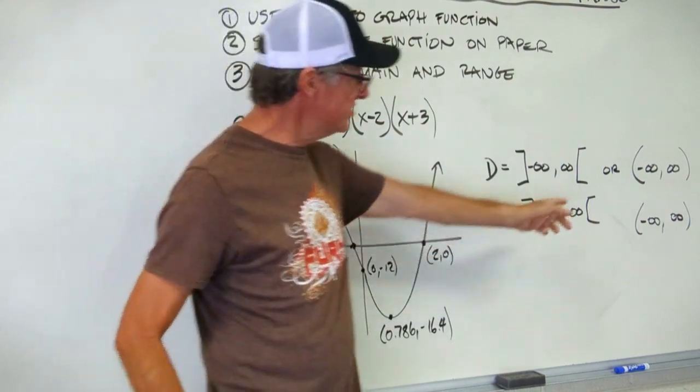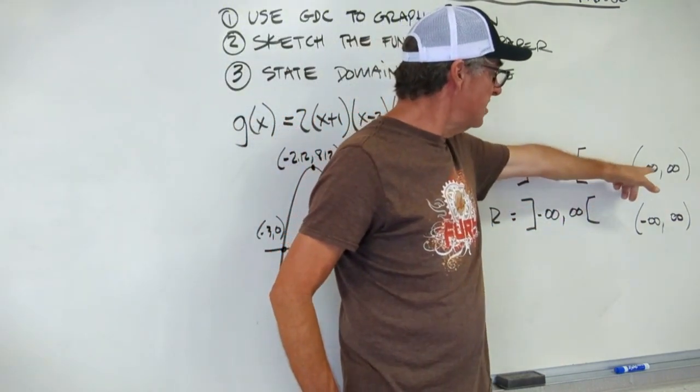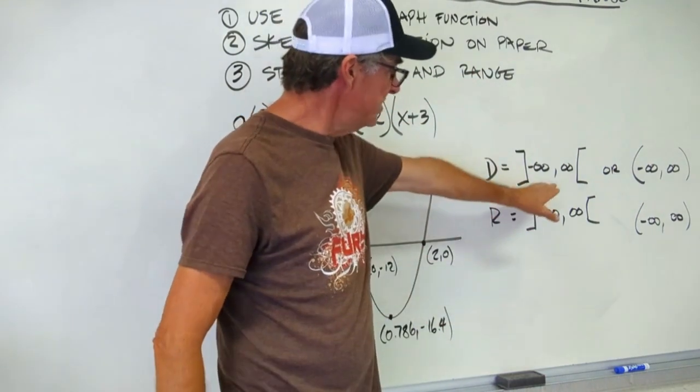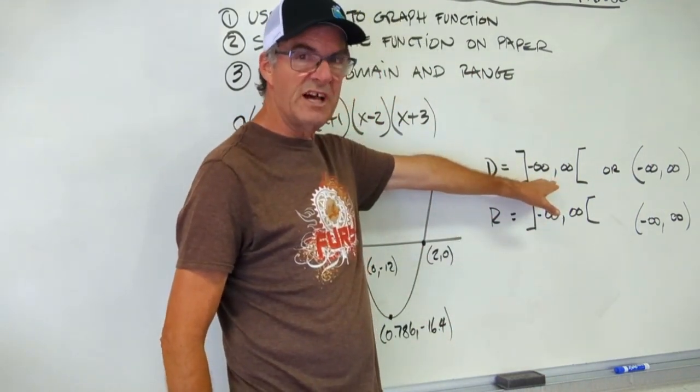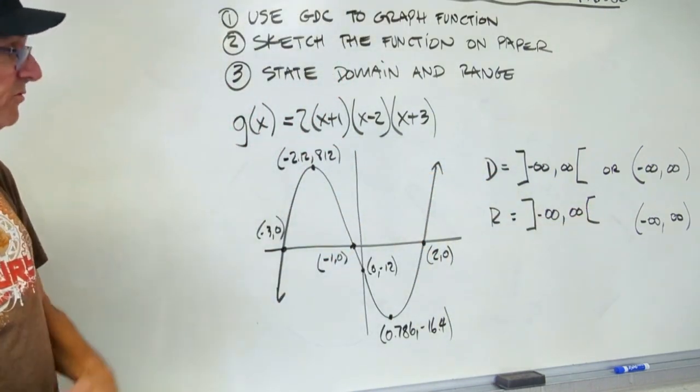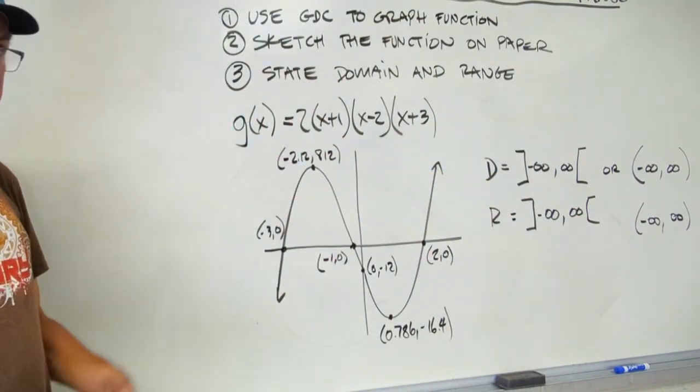Or with the other notation, we can just use parens enclosing the two infinities. But I'm going to propose that we stick with this notation for our class. It's the simplest, it's clear. Okay, same with the y values, the range.